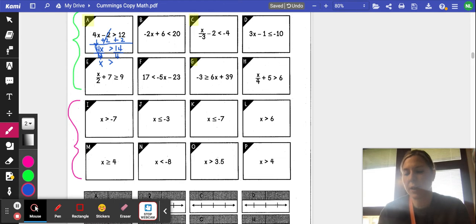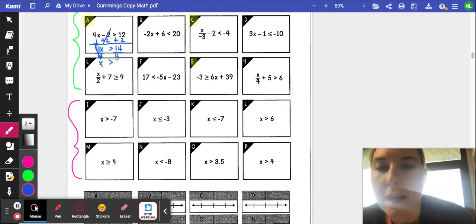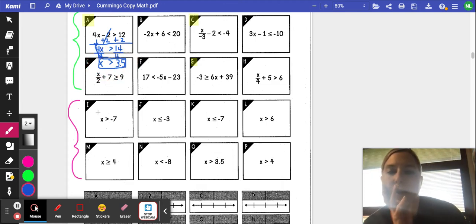When you do that in your calculator, I believe you should get 3.5. So I'm going to box that in as my answer. That card is done. And now I look down here in my third and fourth row and see if I can find x is greater than 3.5. Okay, here it is. So this matches with A.